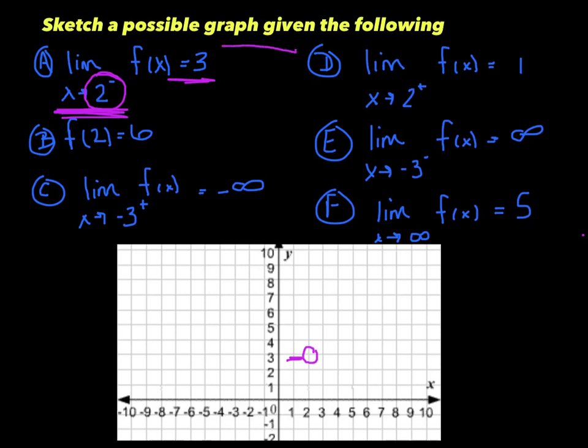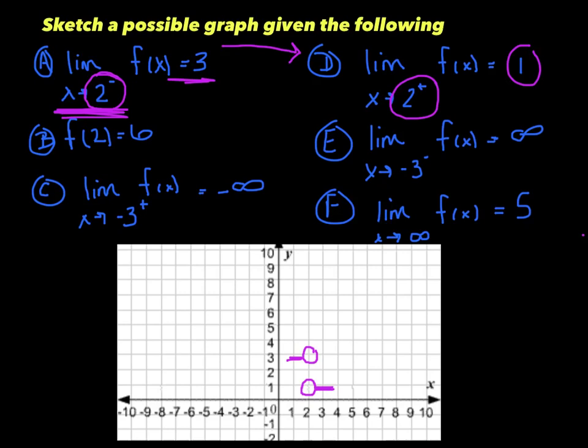Now, I kind of wrote these in a goofy order. I'm going to go over to D next, and I'm going to say the limit as x approaches 2 from the right has an intended height of 1. So I'm going to go back to my 2. I know at 2 I should have an intended height of 1, so again, I'm going to put an open circle there. I might come back to fill one of them in. I don't know yet. I'm going to tail it off on the right side this time. Okay. Now, again, we might fill those in.